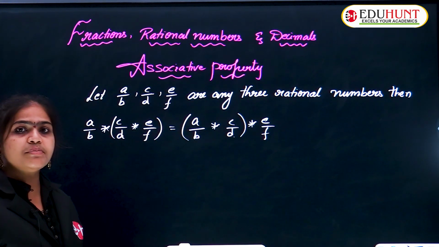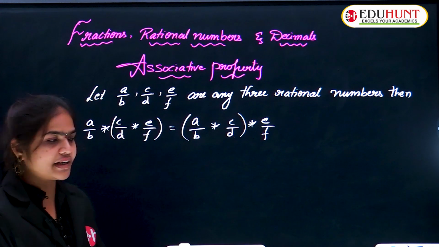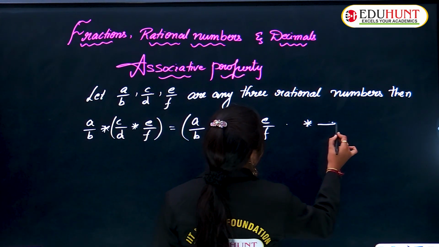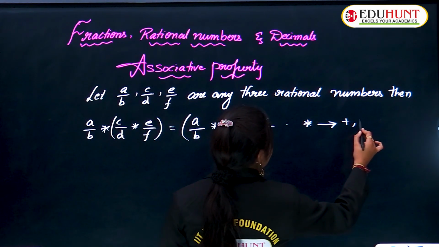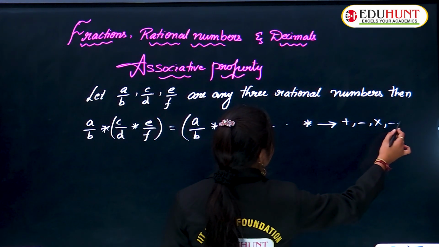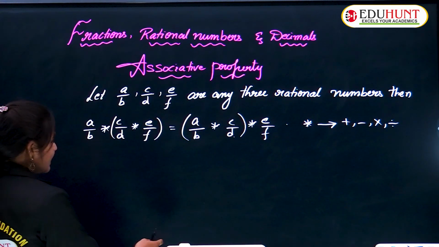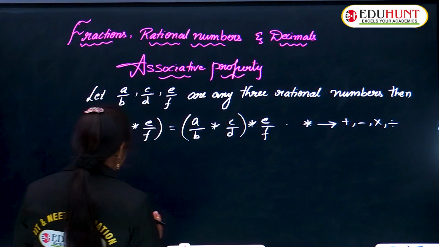Here how many rational numbers have we taken? Three rational numbers. Now see, what is the star here? Star can be any fundamental operation: addition, subtraction, multiplication, division. Clear? Now we come under addition.